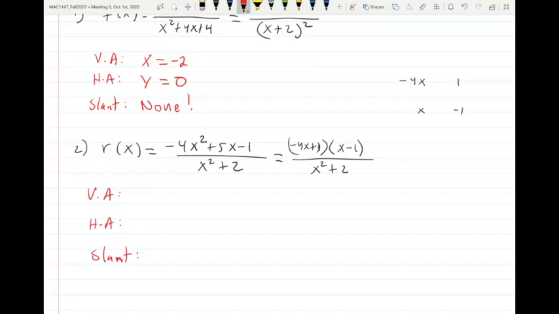Vertical asymptote. So remember, vertical asymptote is x equals something, okay? All right, so if you get a complex number, that means that there is no vertical asymptote, right? So remember, we're not talking about complex numbers here. We want to graph in the xy plane.